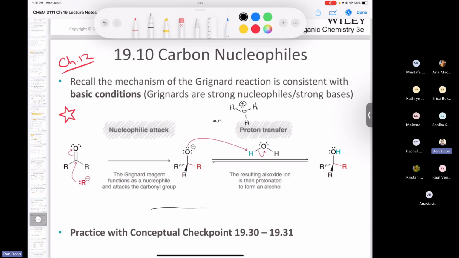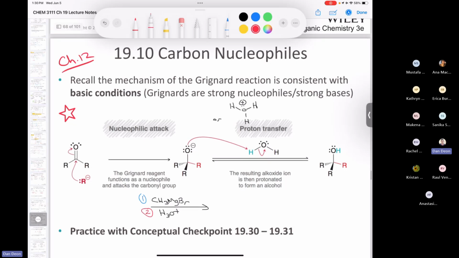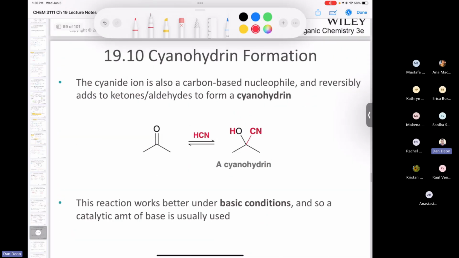It would be very wrong to write something like methyl magnesium bromide on the top of the arrow and then H3O plus on the bottom. That's a huge no-no. You have to be sure to put this is step 1, this is step 2. You have to be very clear that these are two different steps. If you were to combine the acid with the Grignard, it's just going to destroy your Grignard. And that's one of the reasons why we have to keep our glassware so dry. We have to remove all traces of water from our reaction flask when we're doing a Grignard reaction.